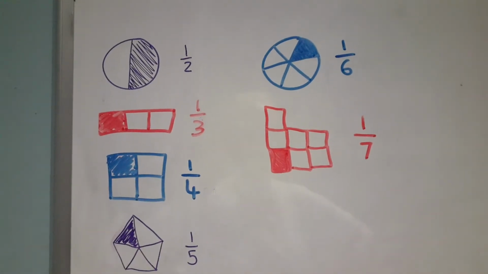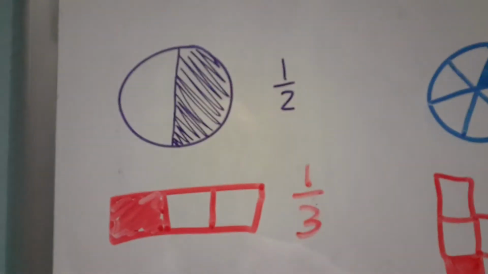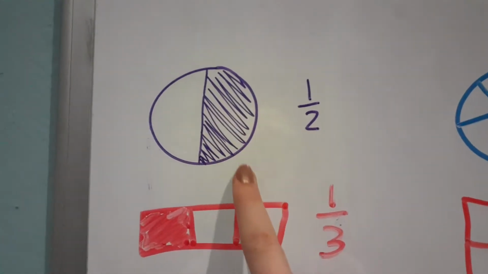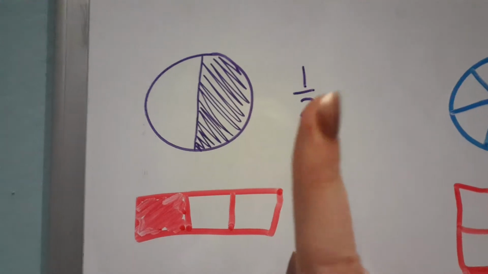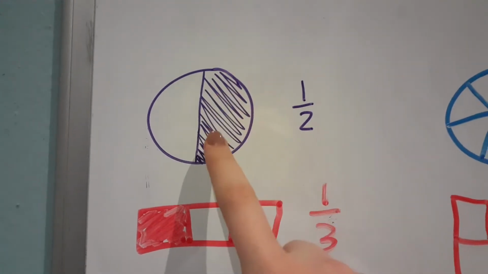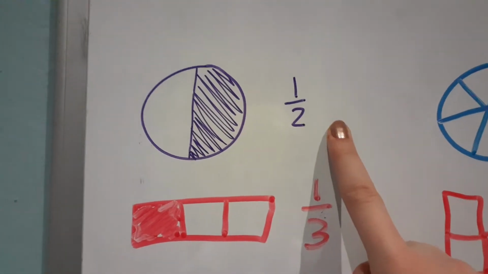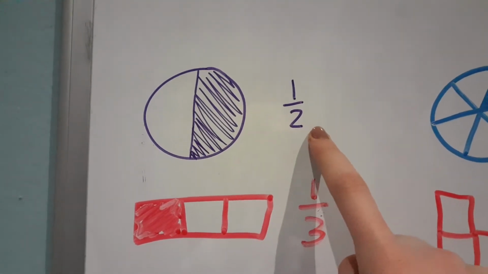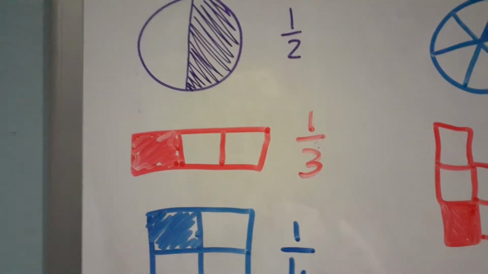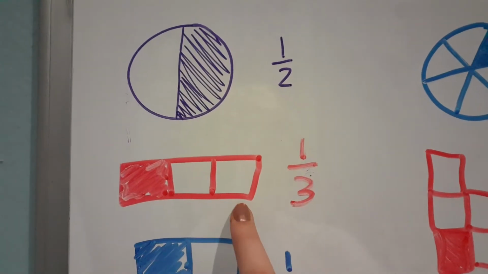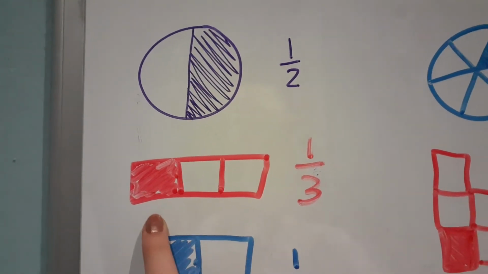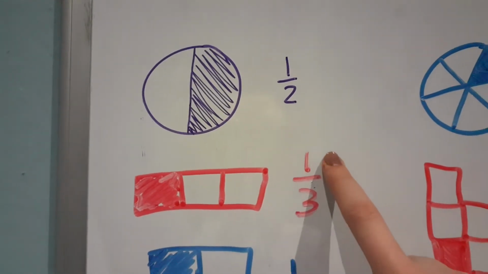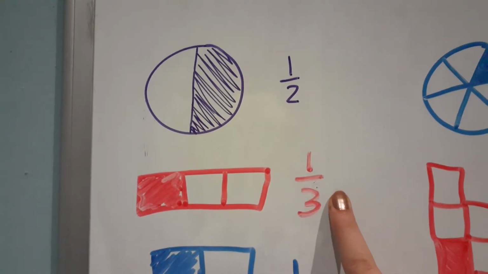See, so count with me. Let's count 1, 2. But now we only have 1 colored in. So we get 1 over 2. 1 is colored in out of the 2 pieces. Now if we go here, count 1, 2, 3. But 1 is colored in. So 1 is colored in out of the 3.